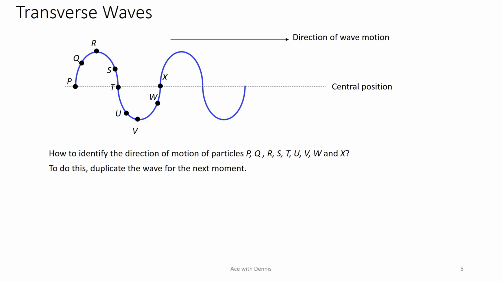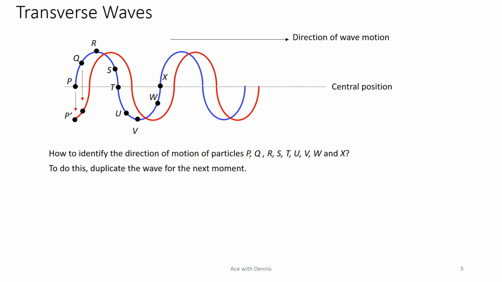To do this, you can duplicate the wave for the next moment. This red wave indicates the wave of the next moment. You can extend the wave at this point to determine the movement of particle P. So, for this case, particle P moves downwards.